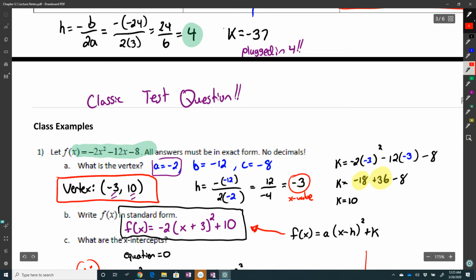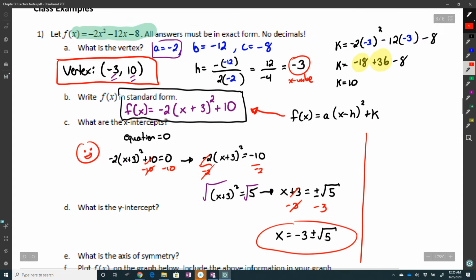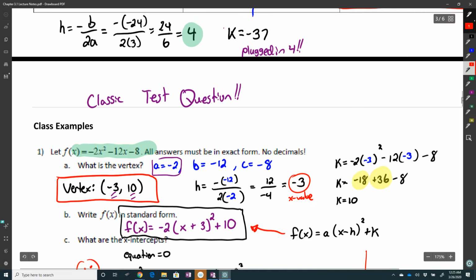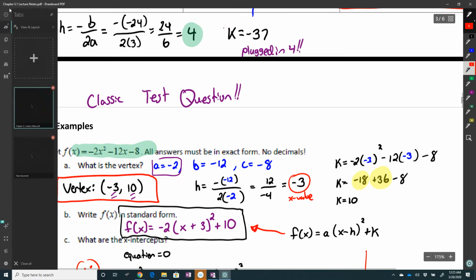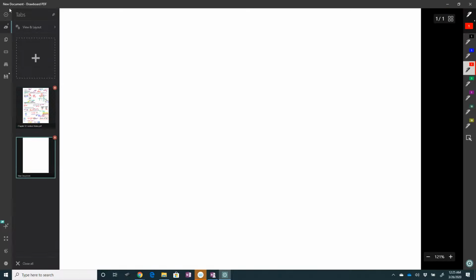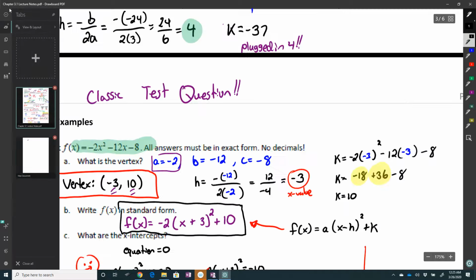All right. Since I don't have enough room here, I'm going to bring it up on another page. But if you really want to do it, you can. So the quadratic formula. My equation was negative 2x squared... I already forgot it. Negative 2x squared minus 12x minus 8. Okay. So what you can also do is set this equation equal to 0.